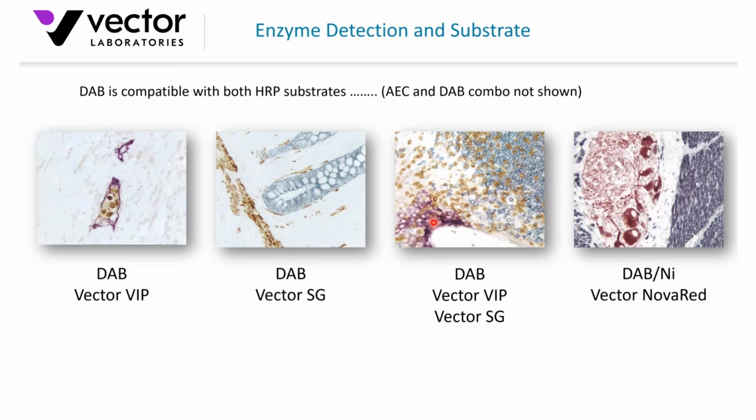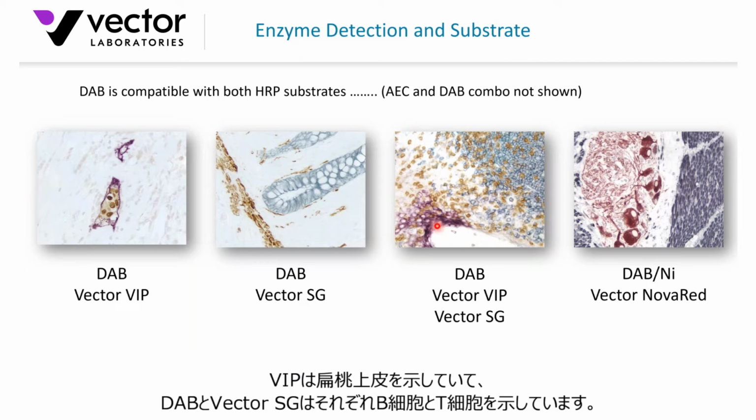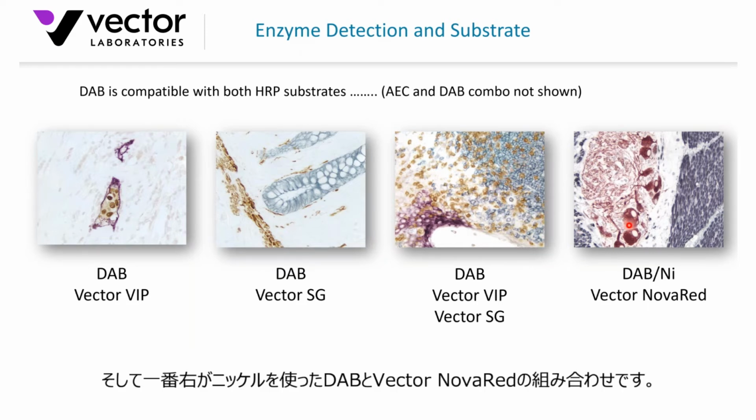This is the VIP. This is a section of tonsil looking at some epithelium. Then you've got your B and T cells here highlighted with the DAB and the Vector SG. And then DAB with nickel, this is the slate gray or grayish black color over here. You can combine that with the Vector Nova Red.